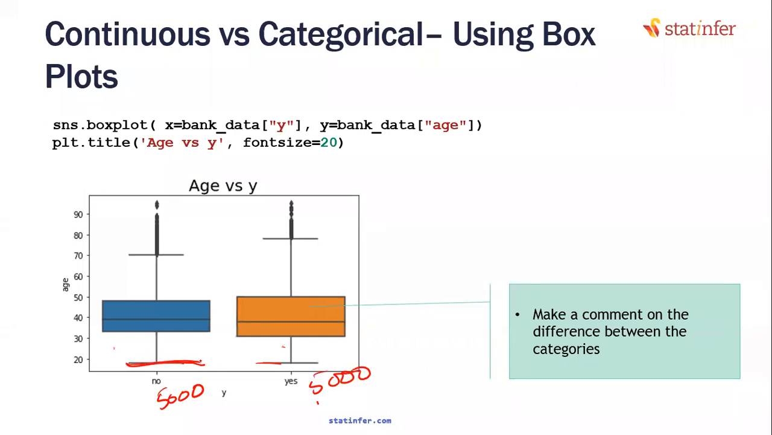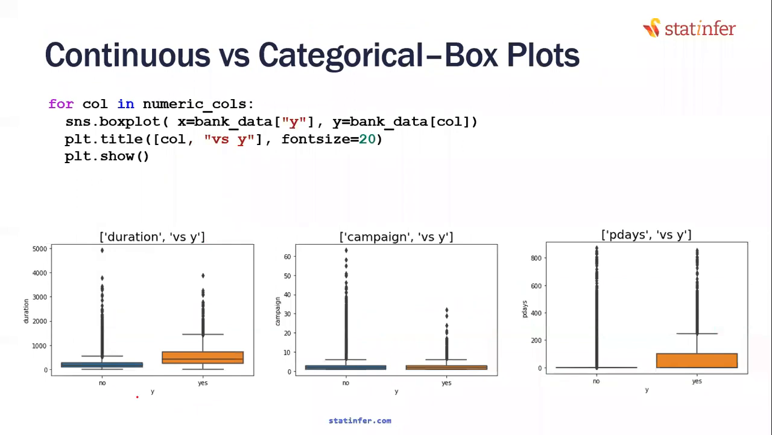If you see the people who haven't purchased, their minimum age is the same as this minimum age. 25% are also matching, 50% are also matching. Looks like everything is almost the same. When do you say there's a huge difference? If this box plot shows somewhere here, then you would say there's a difference. Similarly, there are several other examples, yes or no versus duration, campaigns and all that. Apart from this, I can see a slight difference, but I cannot really see any significant change.